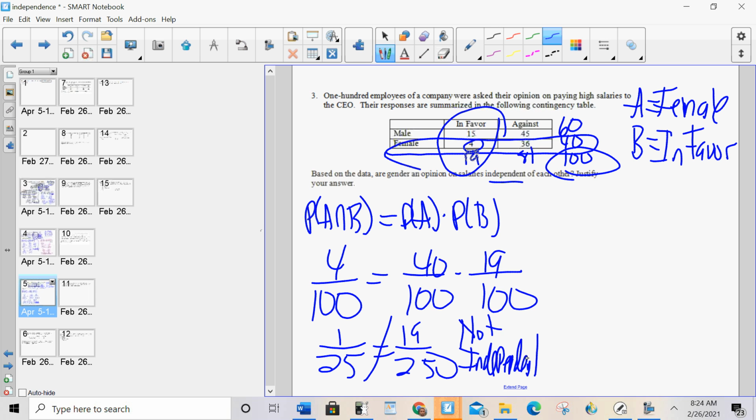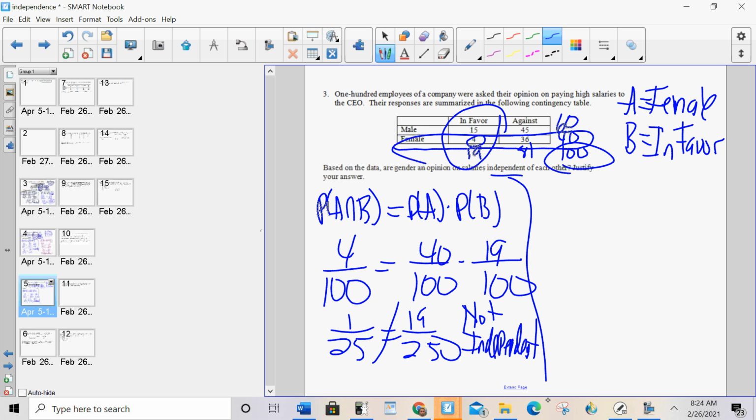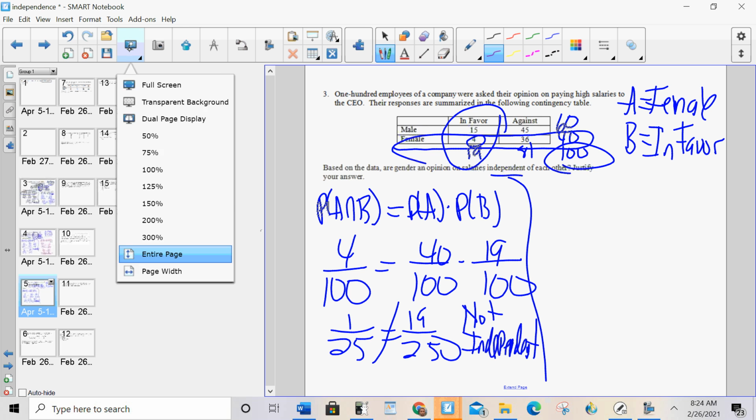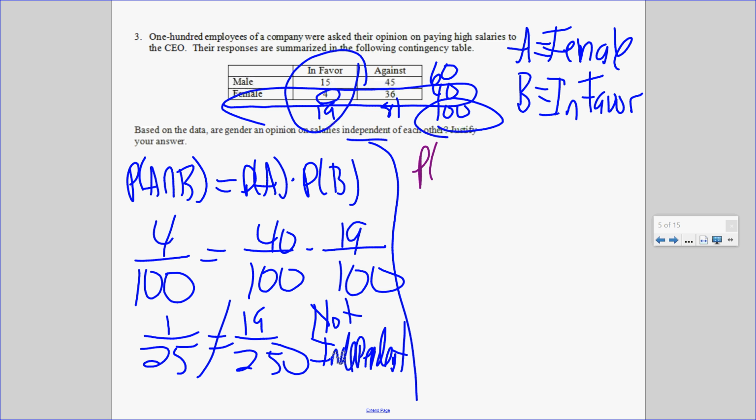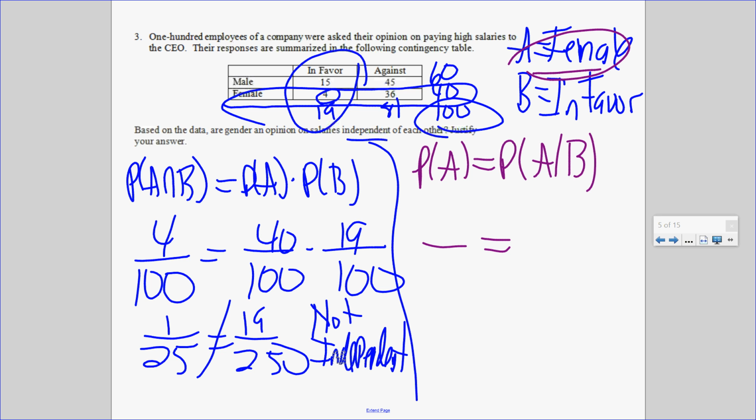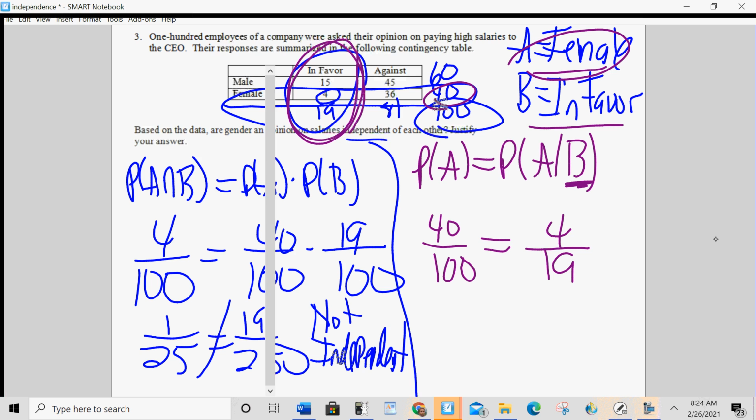I will do it. Listen, you don't have to do it with both formulas. I'm just going to do it with both formulas just so you can see how it would work with both. P of A equals P of A given B for independency. Probability of female: there are 40 females out of 100. The second one is conditional, P of A given B. So given that we're in favor, I'm only looking in there. Out of the 19 people that are in favor, 4 are female.